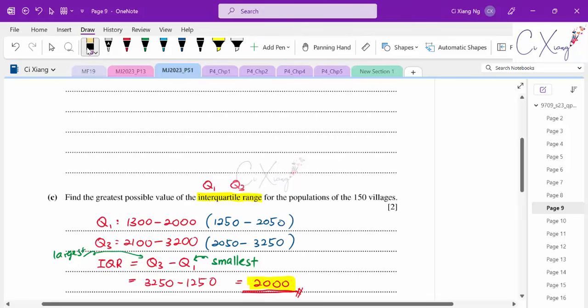Of course, all these are just estimation because we actually don't know what the original data is. We only have the class interval. And just a reminder, before you calculate the interquartile range, don't forget to use the value of class boundary. This is how we solve question number 5.